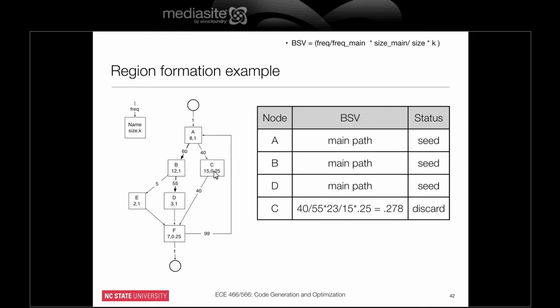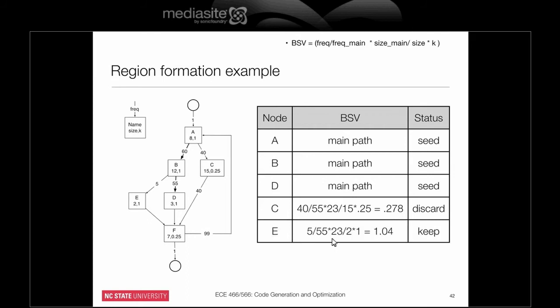And then C has a block selection value of 0.25, and that's because C has a subroutine call in it. Let's just assume it's because it has a subroutine call. And so when we calculate this all out, then we get something like 0.278, and so we're not going to keep block C. We'll decide to exclude that from the hyperblock.